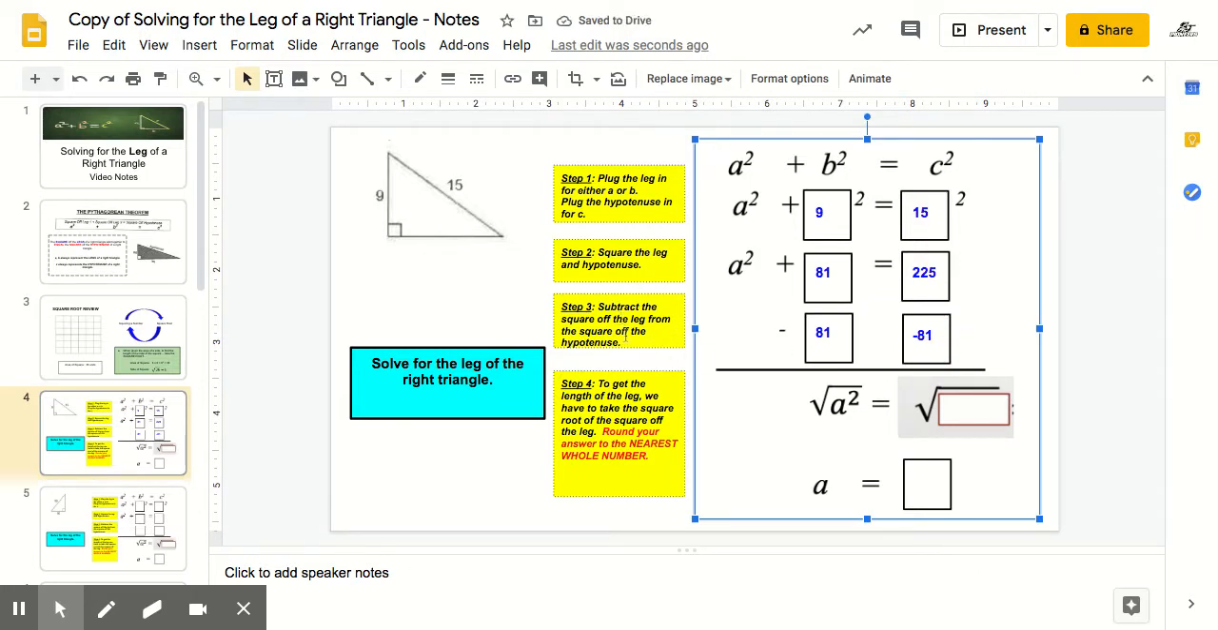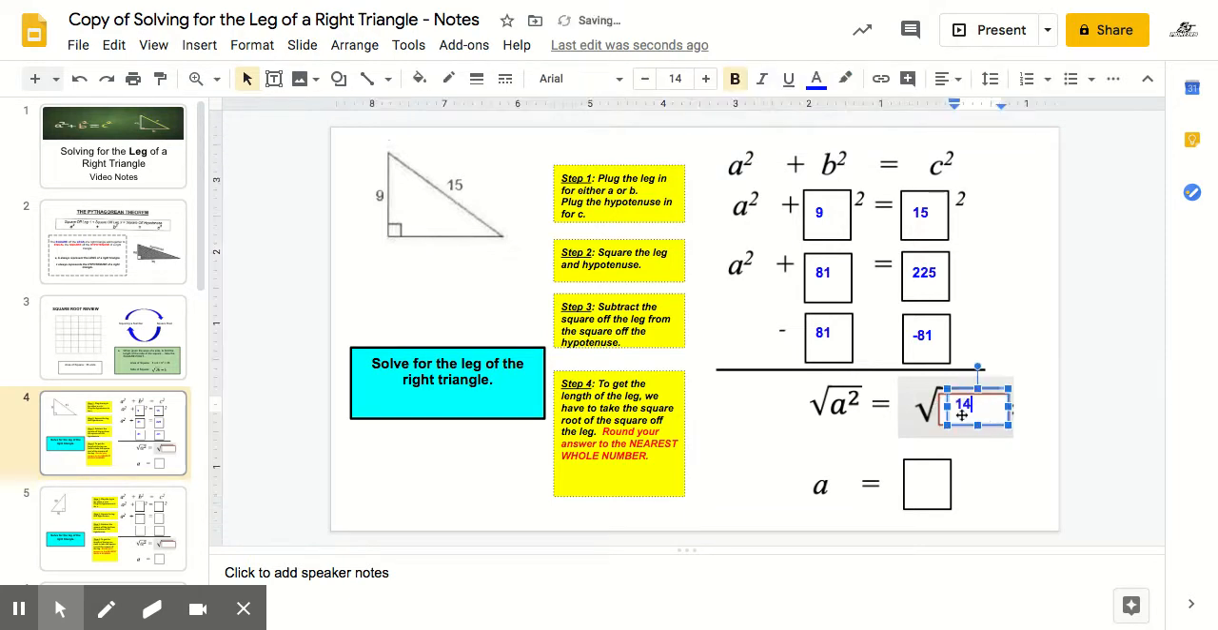All right, it says subtract the square of the leg from the square of the hypotenuse. Guys, the reason it just says square of is because 81 is the square of 9 and 225 is the square of 15. Again, if I drew the square on both sides, that's what the area would be. Okay, so I bring down the a squared. 225 minus 81 gives us 144.